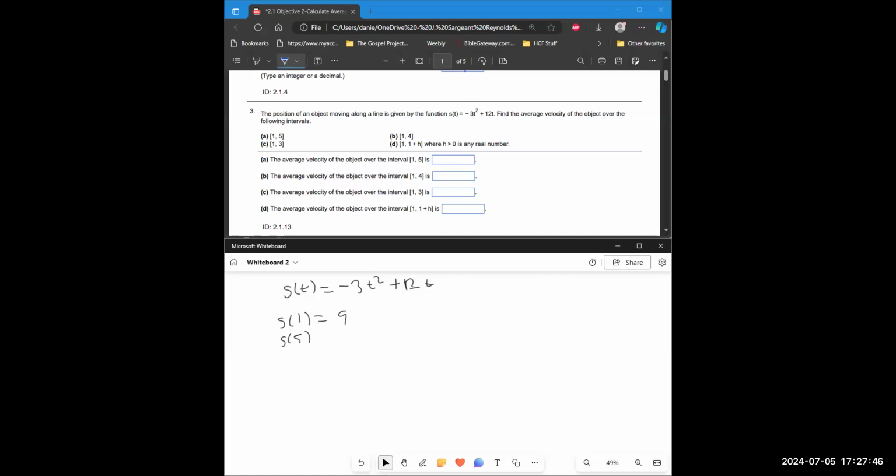And negative 3 times 5 squared plus 12 times 5 is negative 15. So negative 15 minus 9 over 5 minus 1 is negative 24 over 4, which is negative 6.